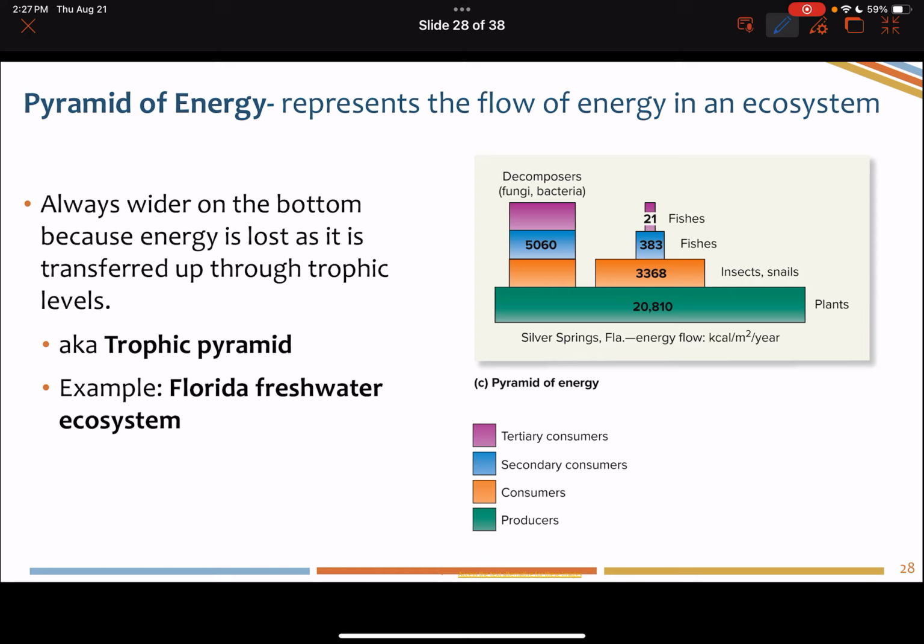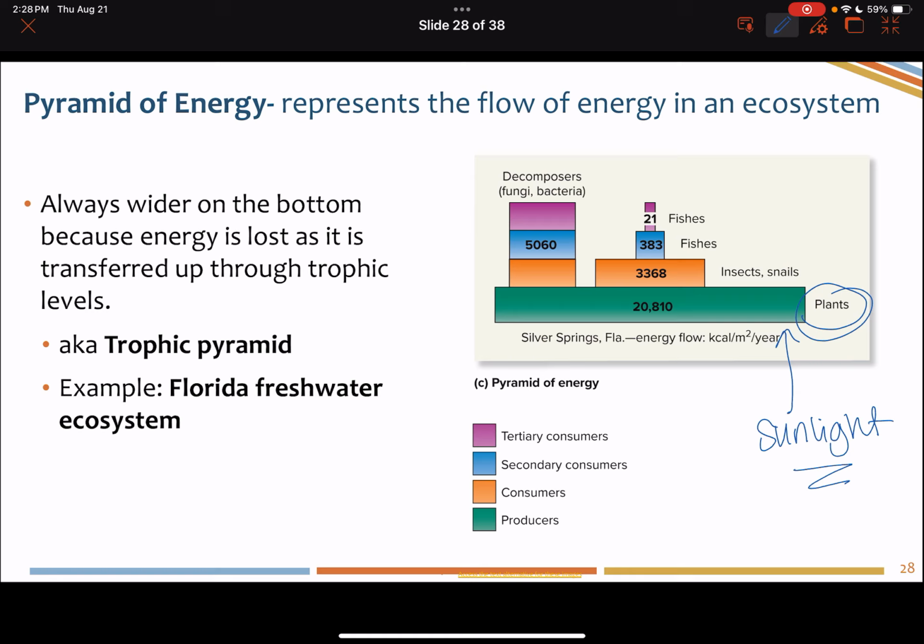in the ecosystem. So energy in an ecosystem, just like our food chains and food webs, demonstrate the flow of energy. So a pyramid of energy is always wider at the bottom because that's where our primary producers are. That's where our sunlight energy is entering the ecosystem. And we have tons and tons of sunlight that enters into any ecosystem. But also, every energy transfer loses a little bit of energy.